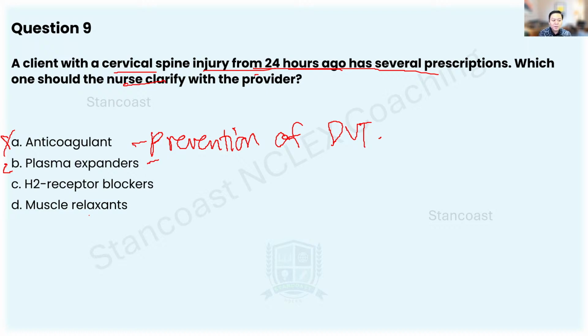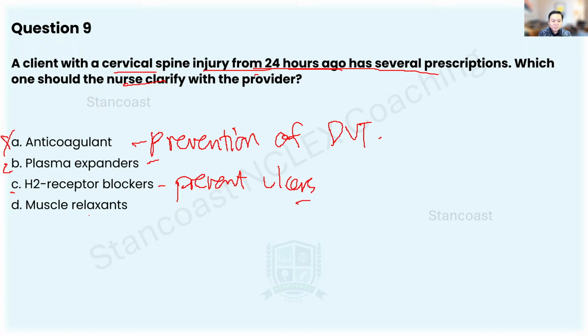Now, what about the H2 receptor blockers, cimetidine, famotidine? What do you think about these medications? Are they indicated? Yes, they're going to prevent ulcers, and there is no contraindication this time for this medication.